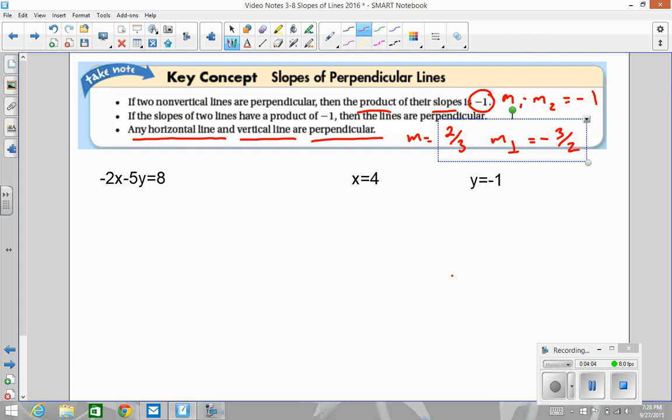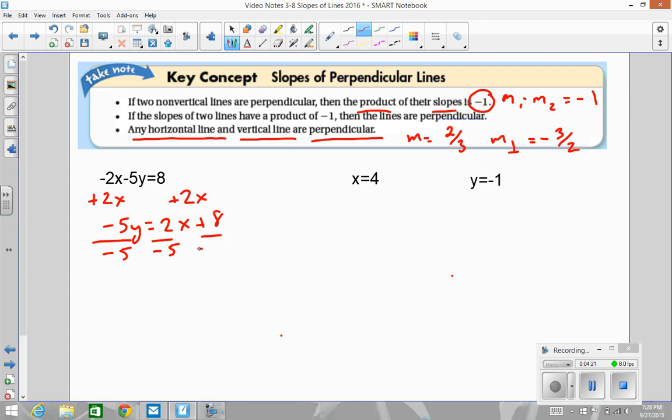So if we go to this equation, negative 2x minus 5y is equal to 8, and I solve this for y, I'm going to add 2x to each side. So negative 5y equals 2x plus 8. Divide by negative 5 for each one of these things. And y is equal to negative 2/5 x minus 8 over 5.